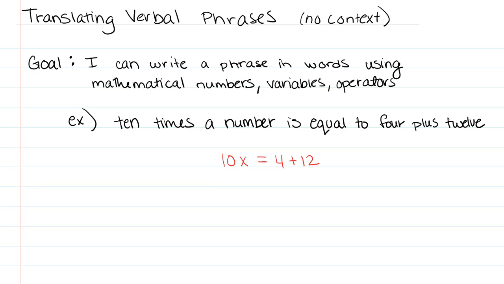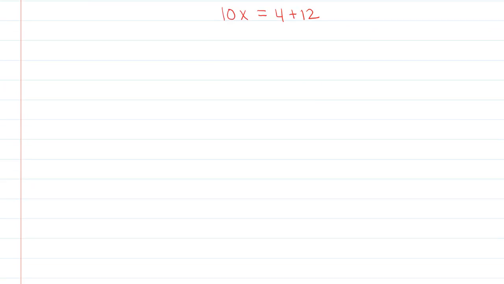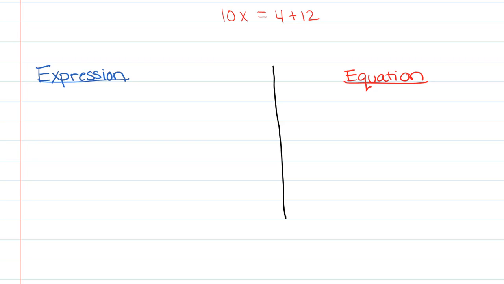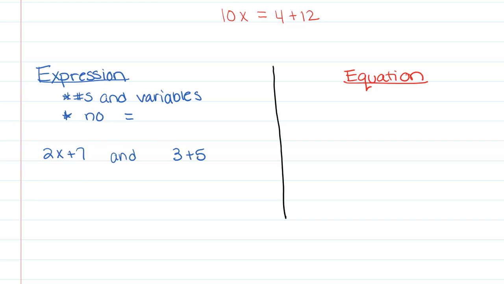So first of all, to do this, we will be writing both expressions and equations. So we need to know what is the difference between an expression and an equation. An expression uses numbers and variables, but it does not use an equal sign. So for example, 2x plus 7 is one expression, and 3 plus 5 is another expression.